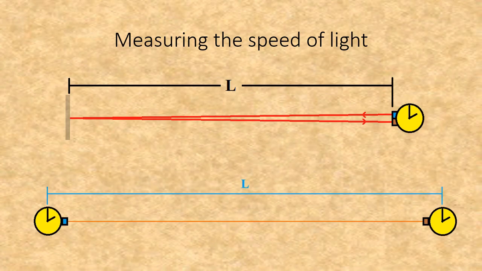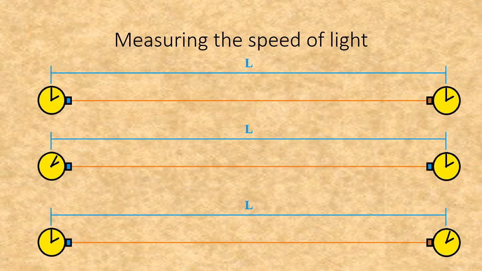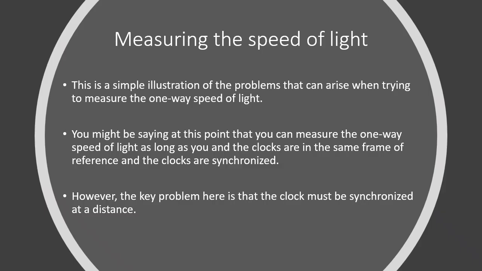To measure the one-way speed of light, you need to send a pulse of light from one clock to another, with the two clocks being synchronized. The problem is that if these clocks are not synchronized perfectly, you will get erroneous figures. This is just a simple illustration of the problems that can arise when trying to measure the one-way speed of light. You might be saying at this point that you can measure the one-way speed of light as long as you and the clock are in the same frame of reference and the clocks are synchronized. However, the key problem here is that the clocks must be synchronized at a distance.